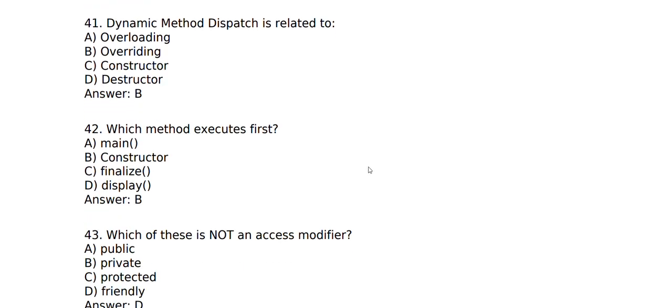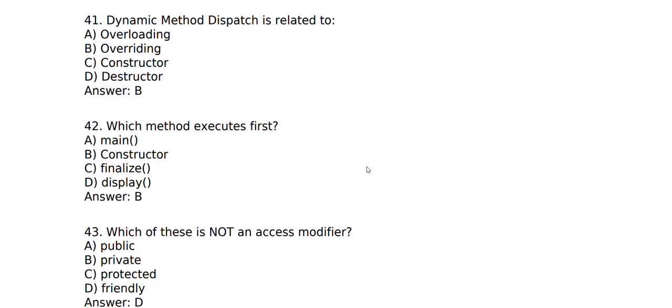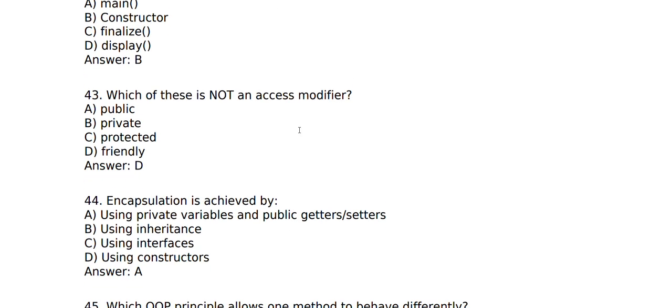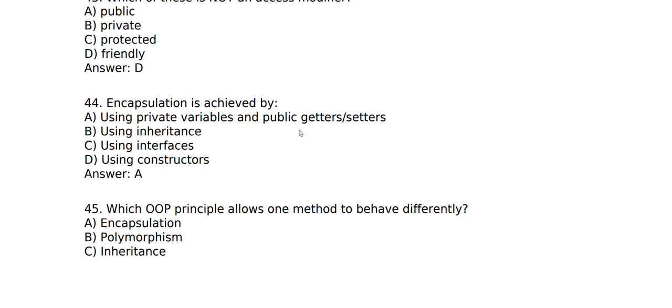And which executes first: main, constructor, finalize or display? It's constructor first. And which of these is not an access modifier? Friendly is not an access modifier. Public, private, protected are access modifiers. Encapsulation is achieved by using private variables and public getters and setters.